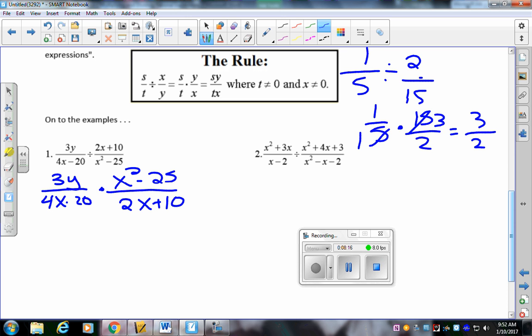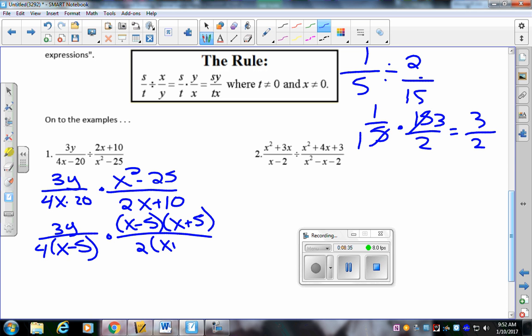All right, so I flipped that second fraction. I changed it to a multiplication problem. So I'm going to factor, factor, factor, factor, factor, and cancel. So this denominator, I can pull out a 4, leaving me with x minus 5. Over here, I have x minus 5 times x plus 5, all over 2 times x plus 5.